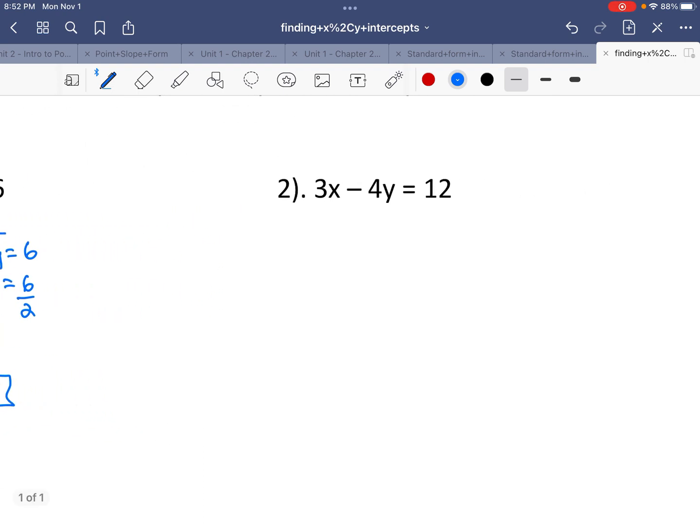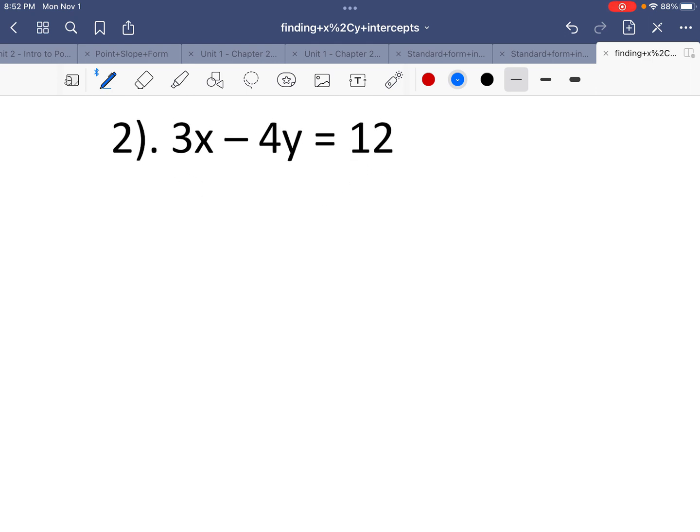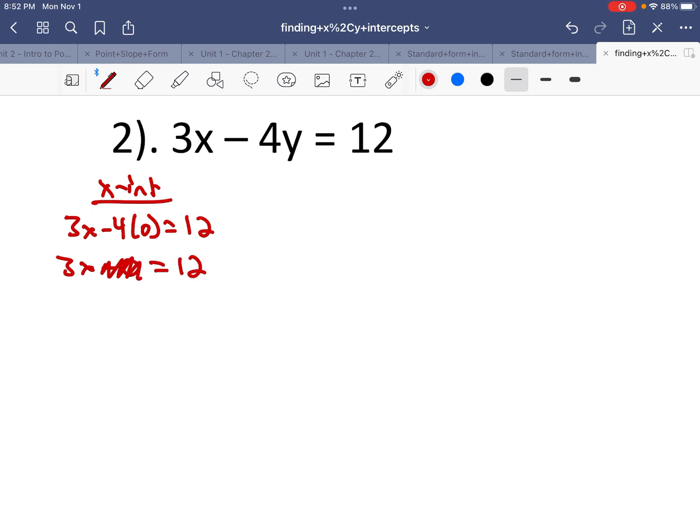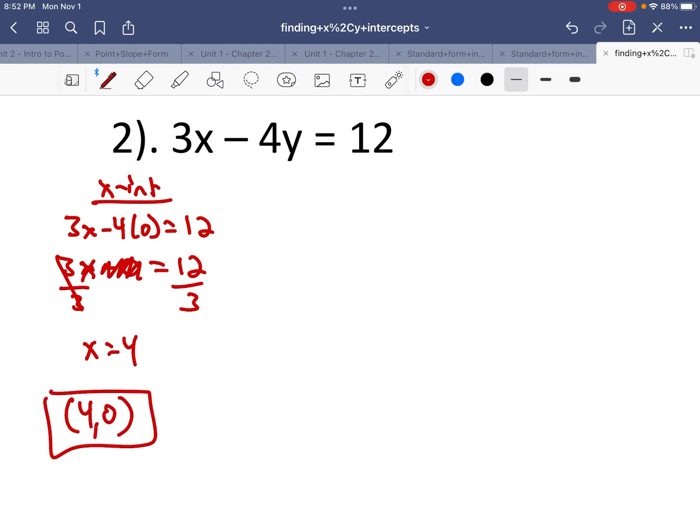Okay, going over here to number 2. For the x-intercept, we plug in 0 for y. So I have 3x minus 4 times y, which is 0, equals 12. 4 times 0 is 0. I don't need to write that anymore because it's a 0. So I have 3x equals 12. I'm going to divide both sides by 3. I get x equals 4, and we're going to write that as the coordinate (4, 0), and that's your x-intercept.